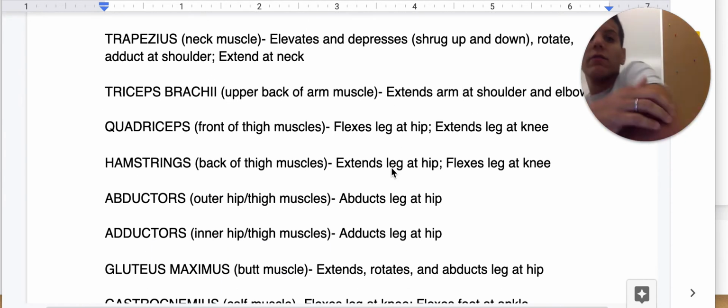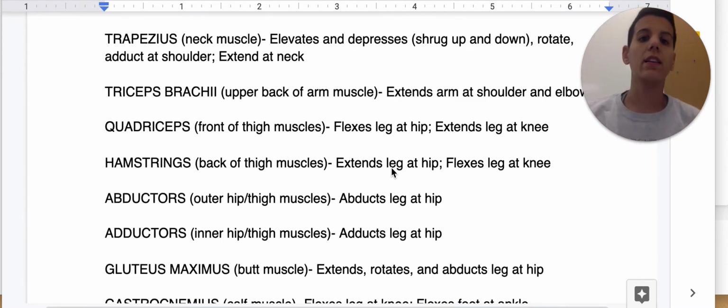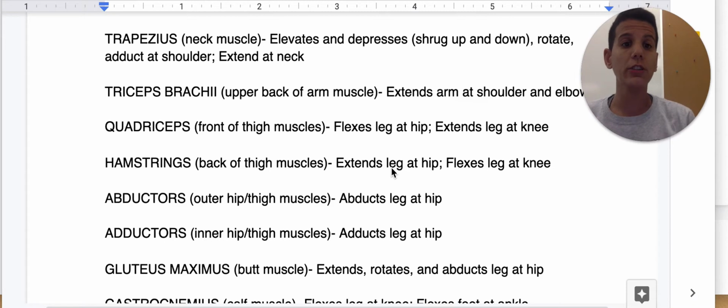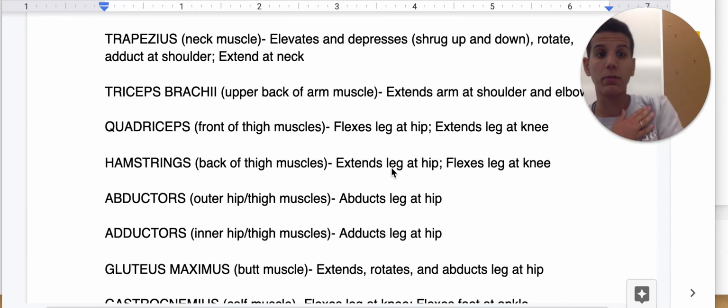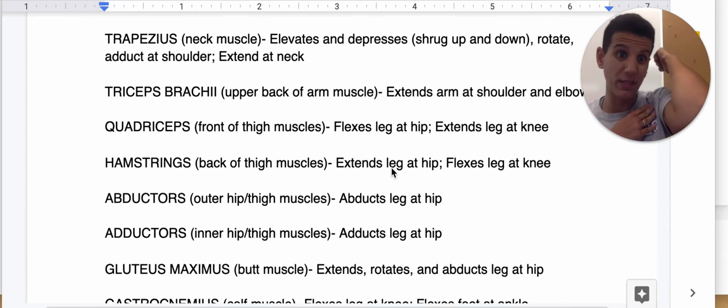Triceps brachii, remember, it's the muscle in the back of the upper arm, and it allows you to extend your arm at your shoulder and at your elbow. And if you saw the last video when I talked about the different muscles, I talked about how the bicep and the tricep were kind of opposite. So if the bicep lets you flex your arm at your shoulder and your elbow, remember I said up and in, that's what the biceps let you do.